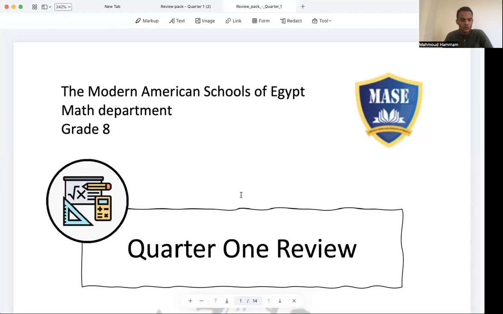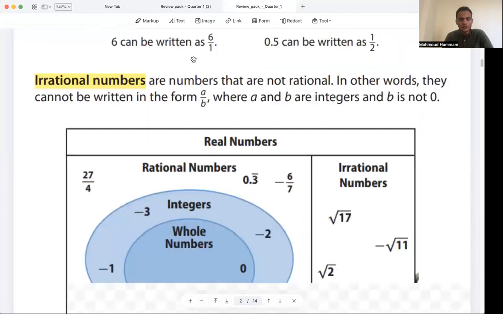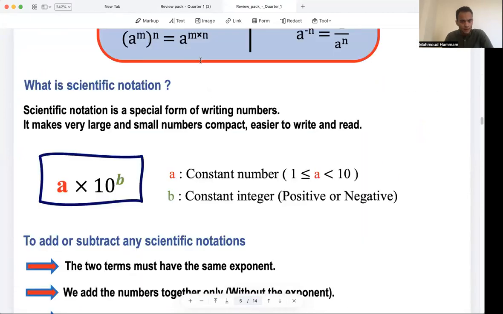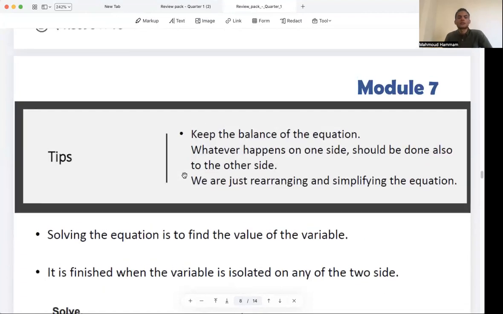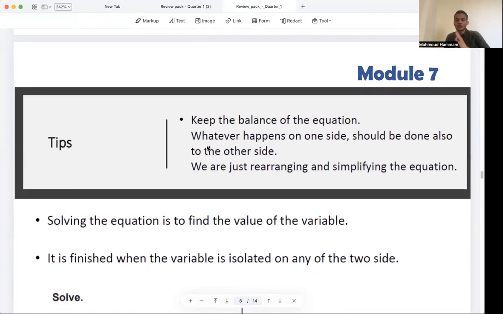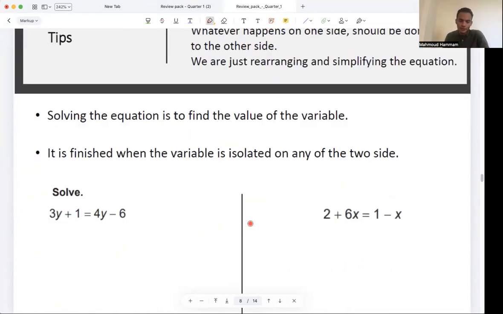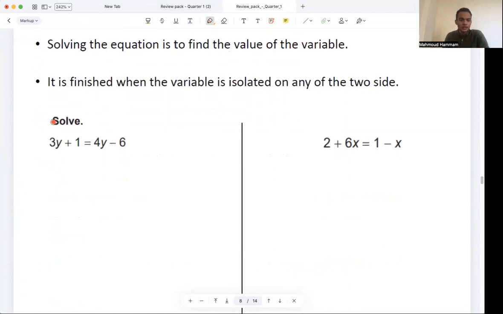So again, let me share screen. So now this is quarter 1 revision. Let's go to module 7 directly. Here it is. Remember, in module 7, we want to keep the balance of the equation. We want to keep what? The balance of the equation. Whatever happens on one side, we should do the same thing on the other side. And then we simplify the equation.